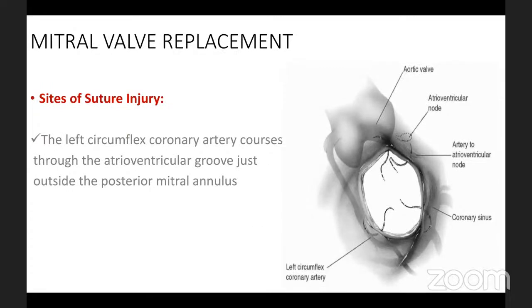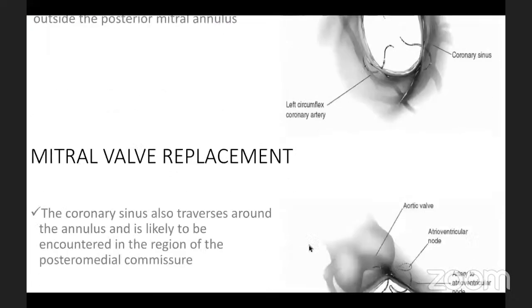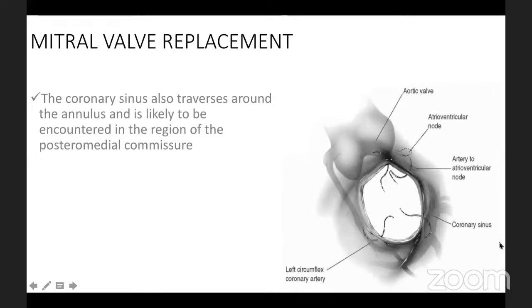These are the possible sites of injury that we talked about initially. To start with, the left circumflex coronary artery courses through the atrioventricular groove just outside the posterior mitral annulus. So care must be taken at this site not to injure the LCX artery. Also the coronary sinus.